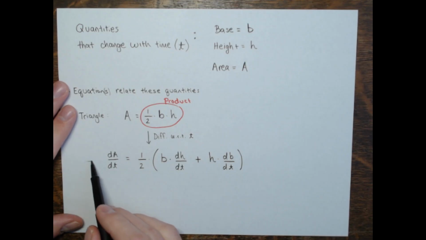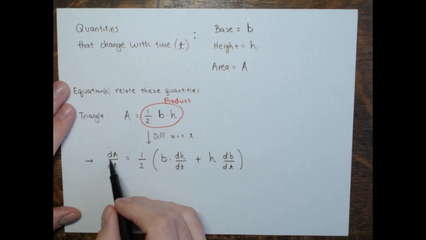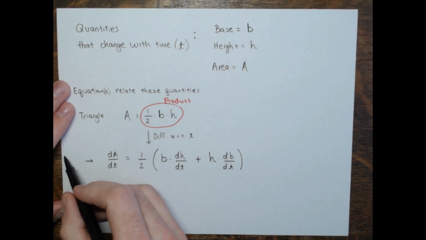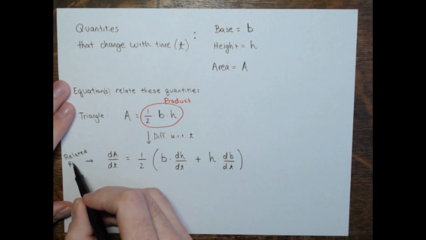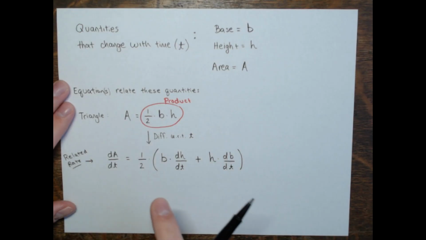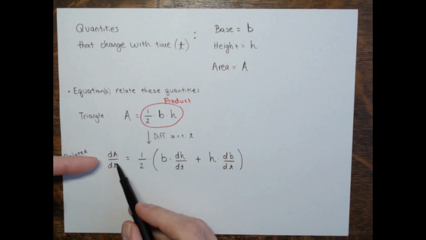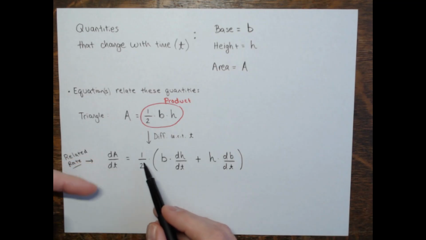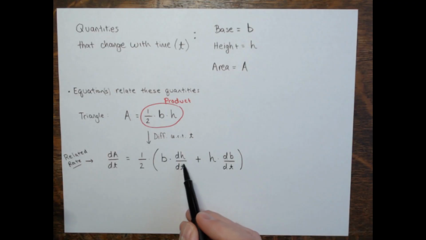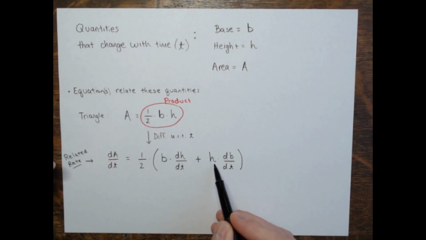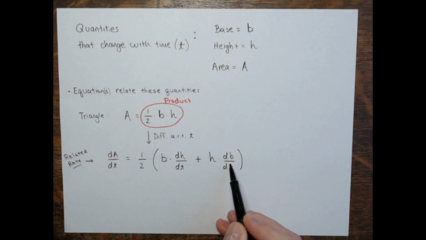So again, this is referred to as a related rate equation because it's got these rates of change, these derivatives, right? So the area of the triangle will change at a speed that is half of the quantity, the base of the triangle at that time, multiplied by how fast the height is changing at the time, plus the height of the triangle at that time, times how fast the base is changing.